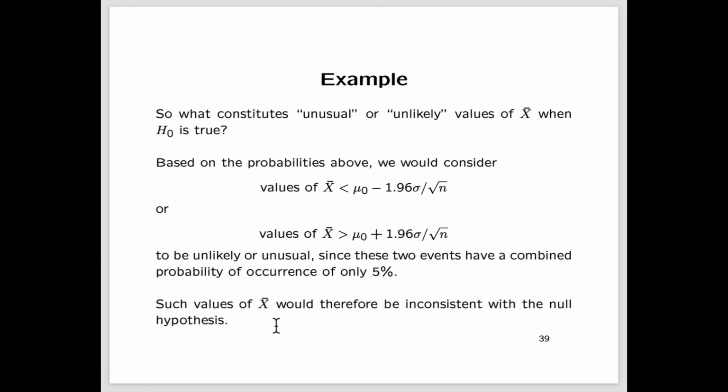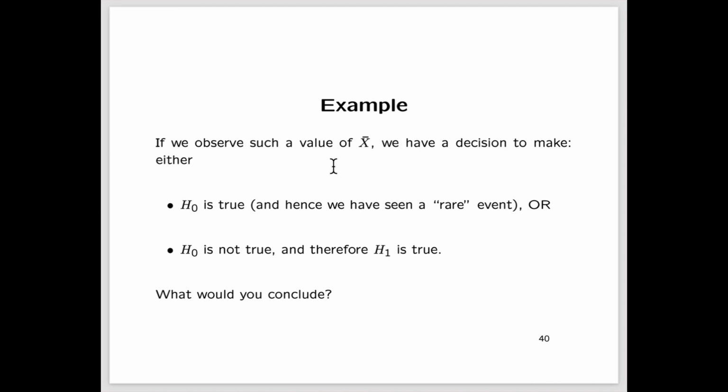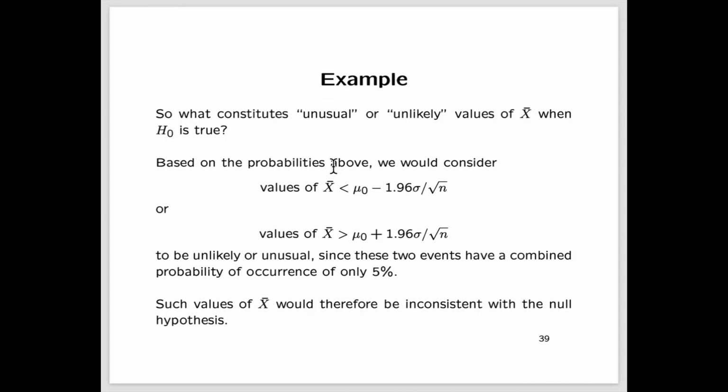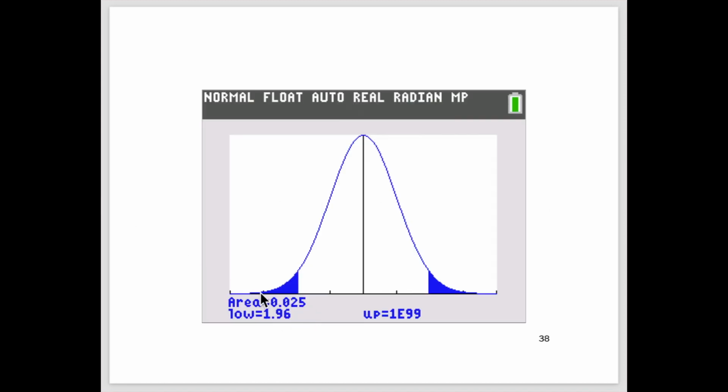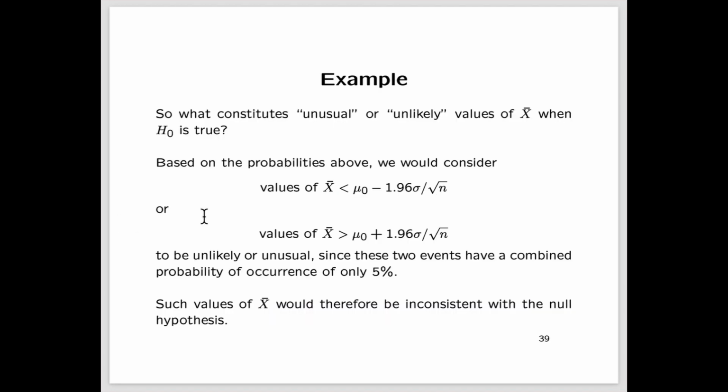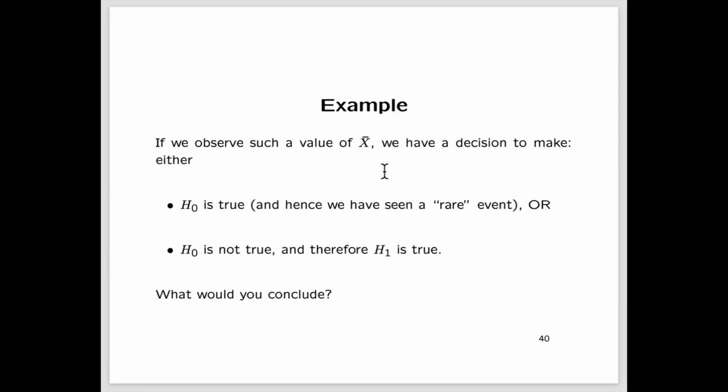So such values of X bar would be inconsistent with the null hypothesis. Now, if we observe such a value of X bar, in particular, a value of X bar whose standardized version is either out here or up here, or expressed in terms of X bar itself, a value of X bar to the left of this lower endpoint or to the right of that upper endpoint, then what do we do? We have a decision to make.